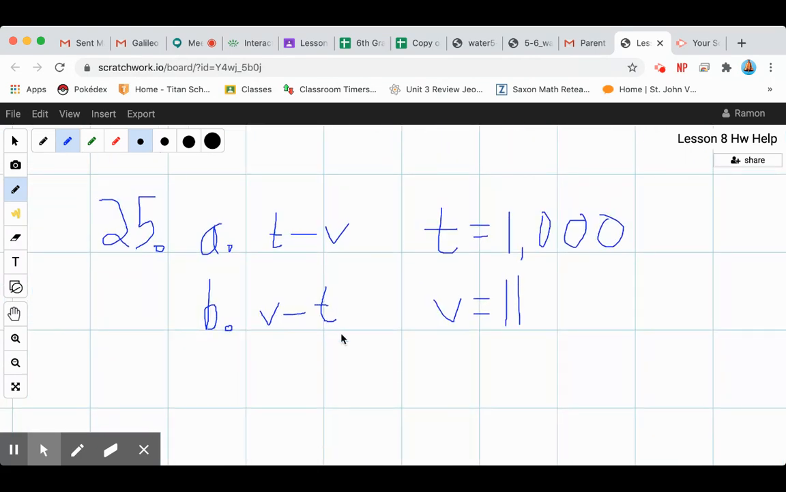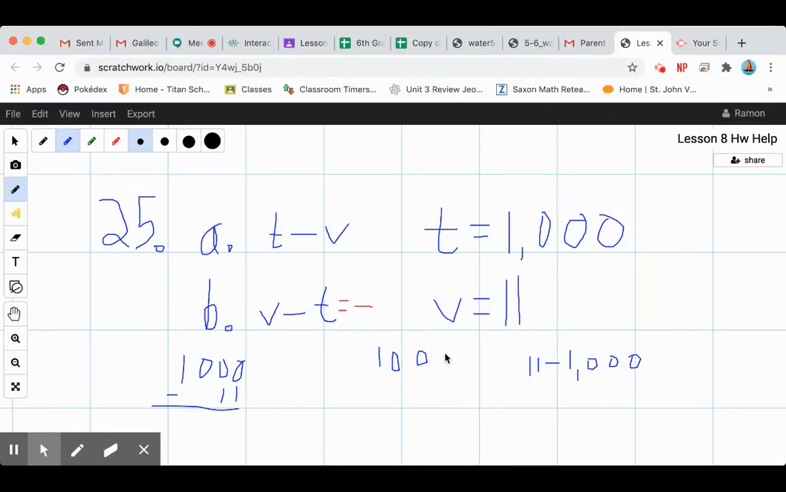25, we are evaluating t minus v and v minus t. For t minus v, it's just going to be 1,000 minus 11, which we can compute. And for b, it's actually v minus t. So the fact of the matter is that since it's 11 minus 1,000, since the minuend is smaller than the subtrahend, the answer is actually going to be negative for b. But as we mentioned earlier in the school year, you still subtract like you normally would, where the big number has to go on top.